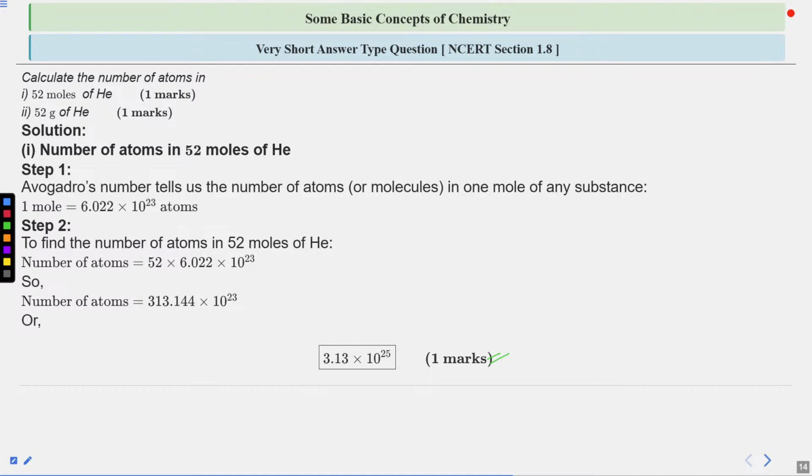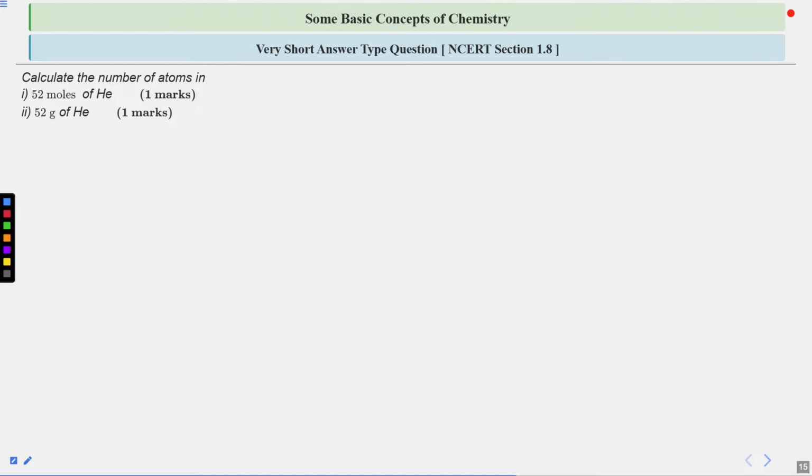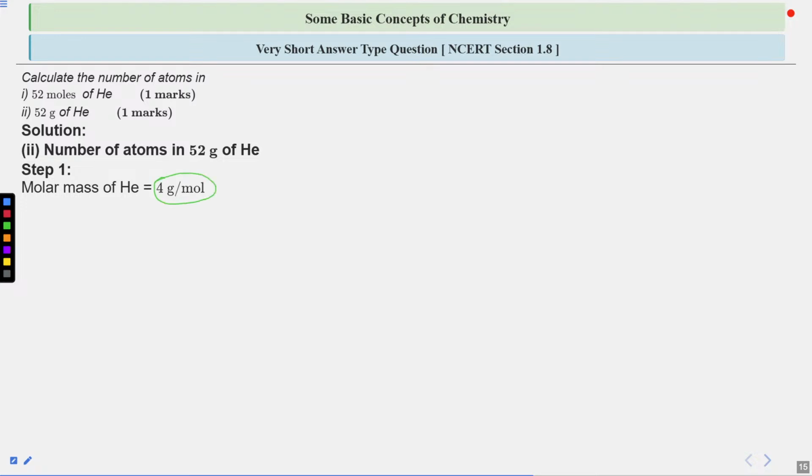So we have 52 grams of helium and you have to calculate the number of atoms. How will we do it? To get this, you need the number of moles. Okay, you need the number of moles. So I'm getting answer 52. Let's see if it is correct or not. How do we know the number of moles? For that, we need the molar mass. Molar mass of helium is 4. 4 gram per mole is the molar mass.